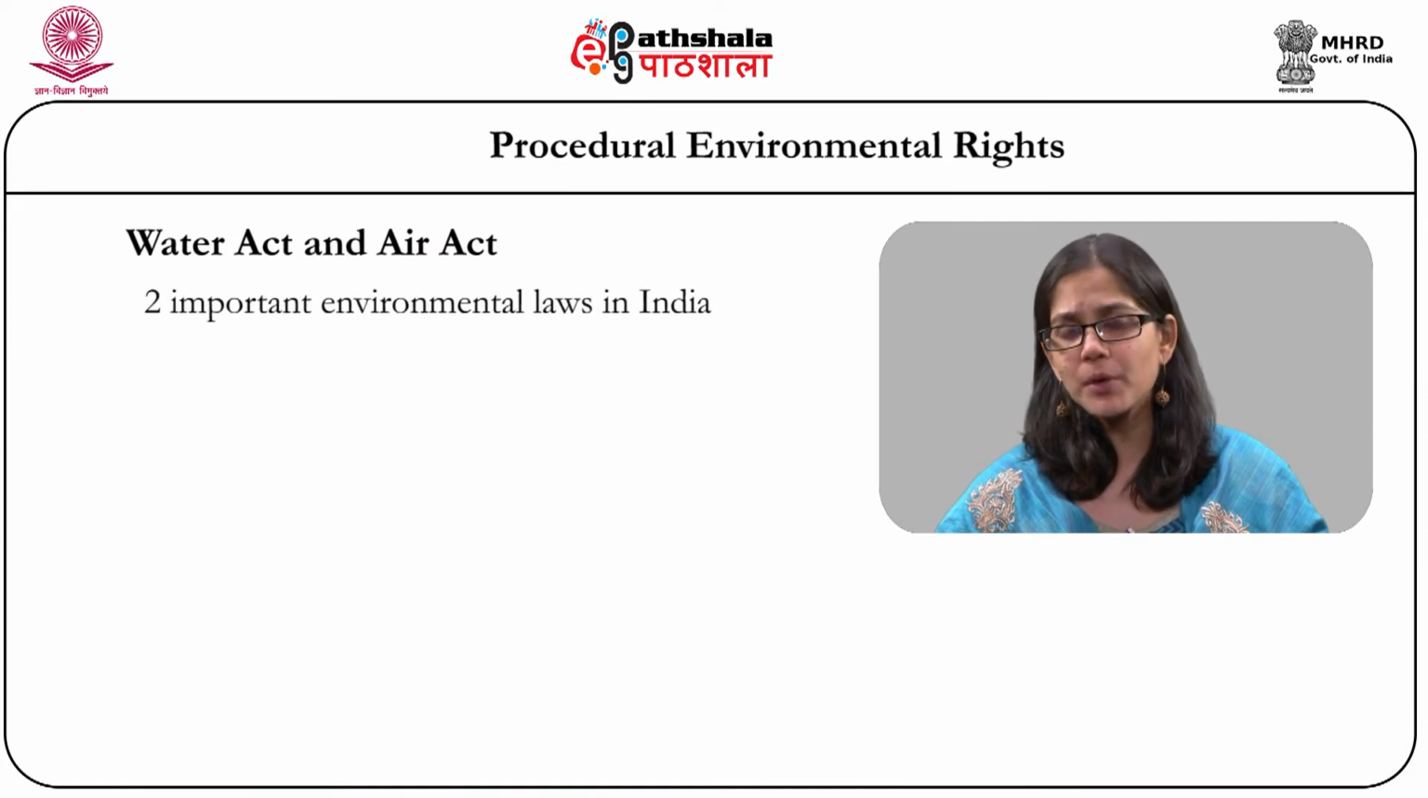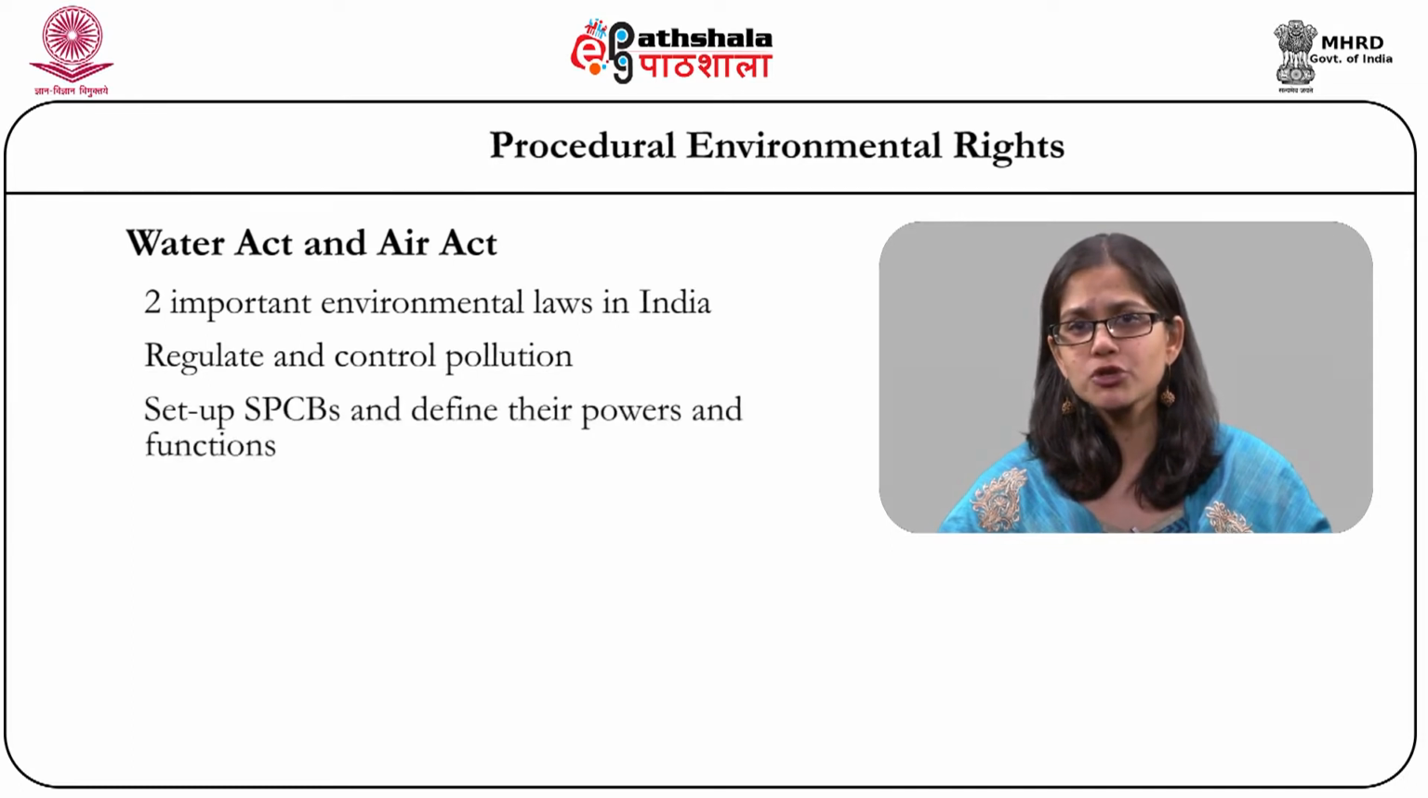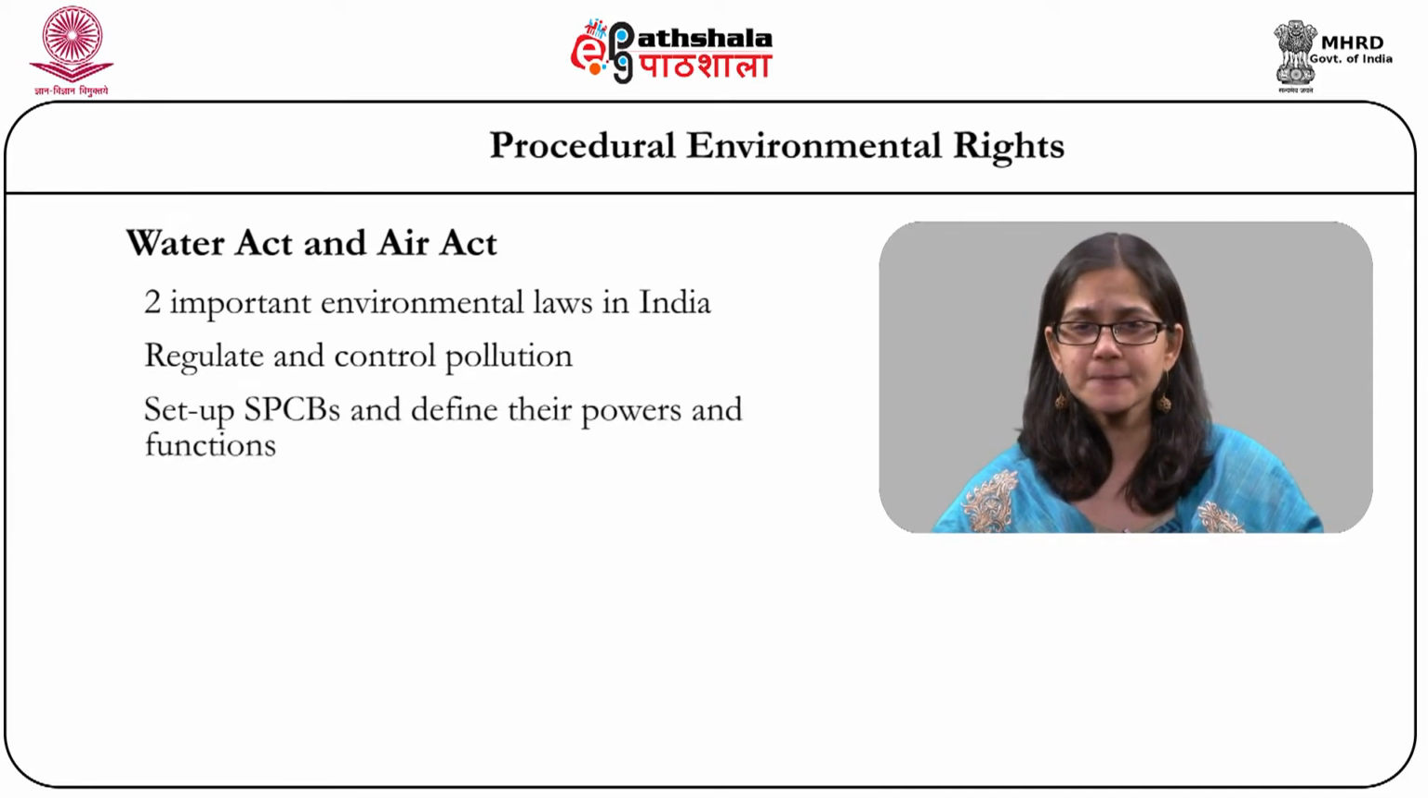In terms of the environmental laws, let's look at the two major pollution prevention laws that we have: the Water Prevention and Control of Pollution Act of 1974 and the Air Prevention and Control Act of 1981, popularly known as the Water Act and the Air Act. These two laws are extremely important with regard to pollution-related issues in India, and they set up the state pollution control boards in every state and define the powers and functions of these boards.